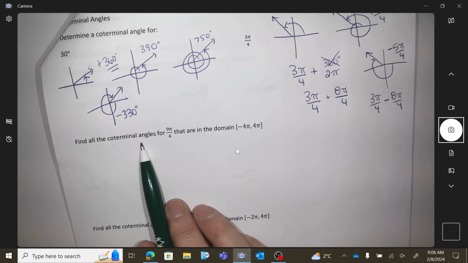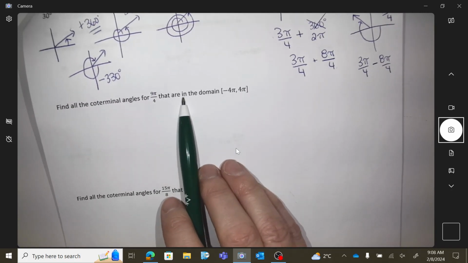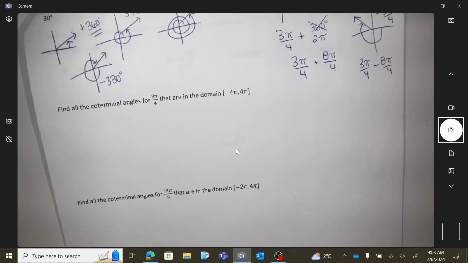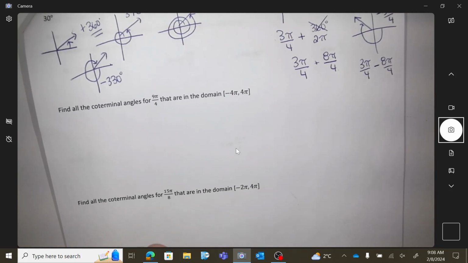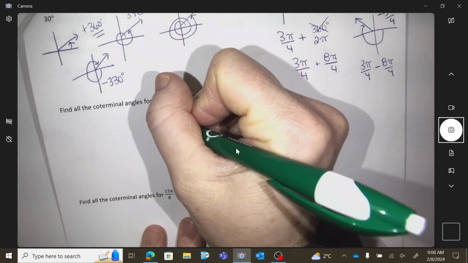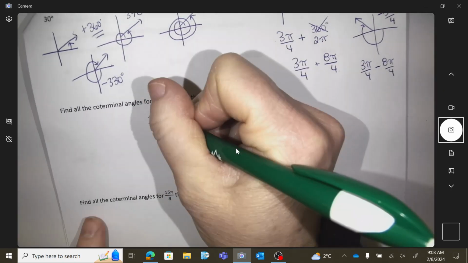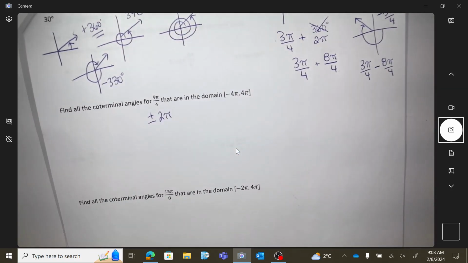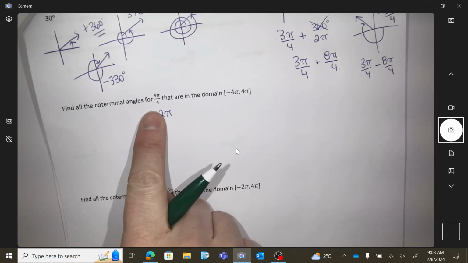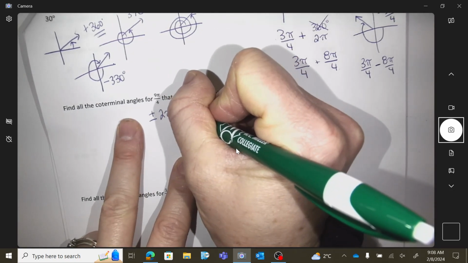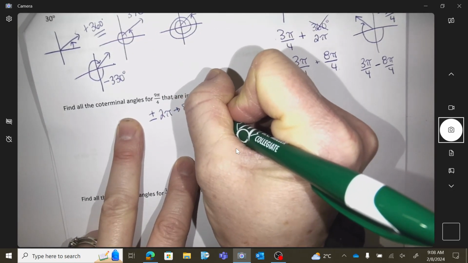Okay, so find all the coterminal angles for this, and this says I have to be in a certain domain, okay? So I'm going to be trying to go up or down 2 pi. That's my goal here. I'm going to go up or down 2 pi. For this one, because my bottom is 4, then I'm going to do 8 pi over 4.